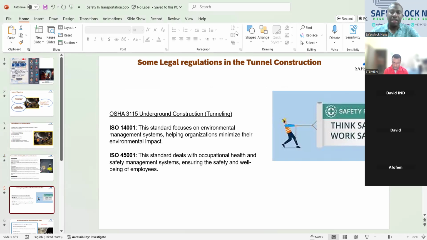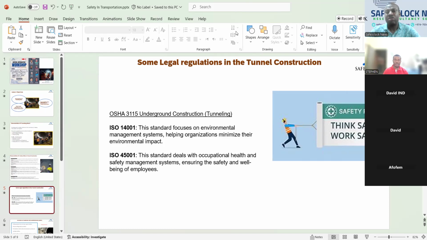So this standard is majorly specifying the type of equipment required, the type of inspections required, and the competency of people that will operate this equipment. It also specified the duration that the tunnel can be constructed. It also specified the number of equipments that can be under the ground at a particular time.